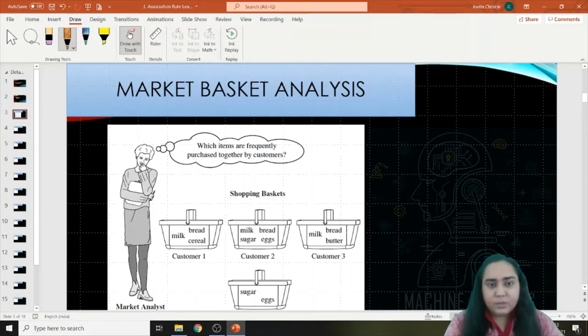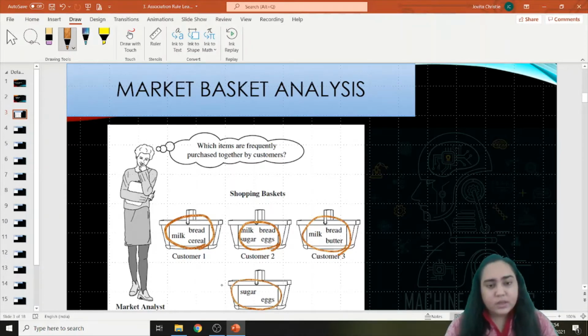Now, what is market basket analysis? In a grocery store, you might see that customers have baskets where they are putting different items, and that's where the concept of market basket analysis comes from. Let's say that customer one has milk, bread, and cereal in his basket. Customer two has milk, bread, sugar, and eggs. Customer three has milk, bread, and butter. And there's yet another customer who has sugar and eggs in the basket.